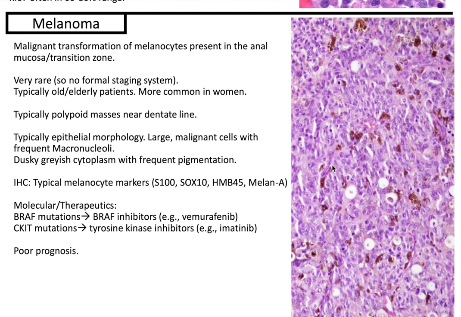Molecular / therapeutics, if it has a BRAF mutation, you can treat with BRAF inhibitors like vemurafenib. And if it's c-KIT mutations, you can treat with tyrosine kinase inhibitors like imatinib. However, it does have a poor prognosis.